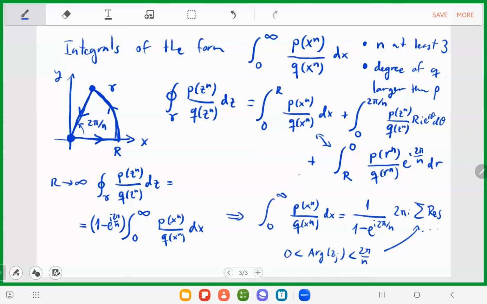And of course, the residue will be the residue of this function here, p(z^n) divided by q(z^n). Okay, let's see an example. Do you have any question about this?